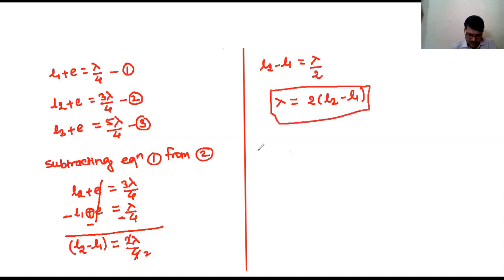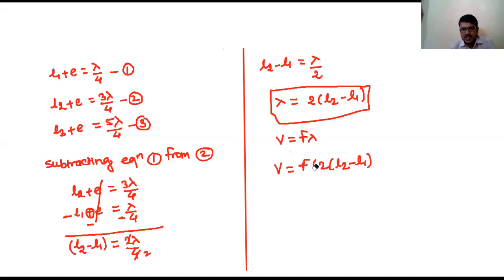Now from this, we know V is equal to what? F into lambda. So if I substitute this lambda value here, I get the velocity of sound: V is equal to F into 2, the lambda value I am substituting as L2 minus L1.